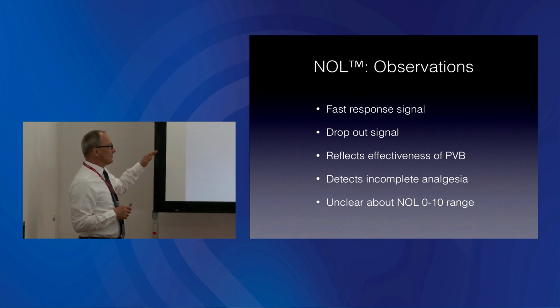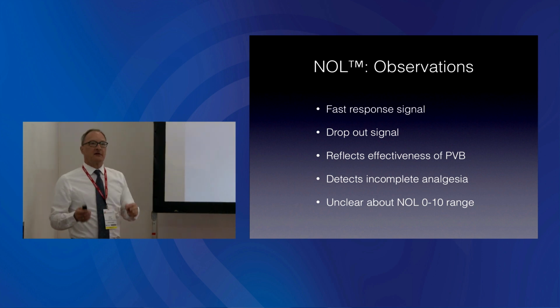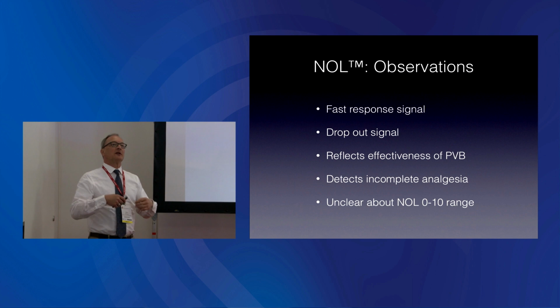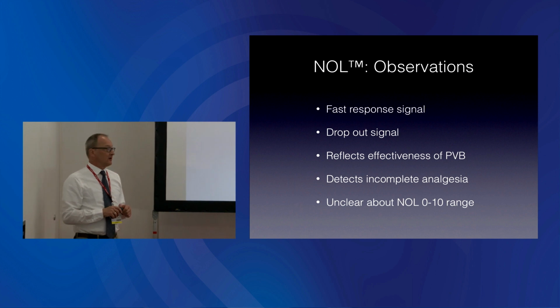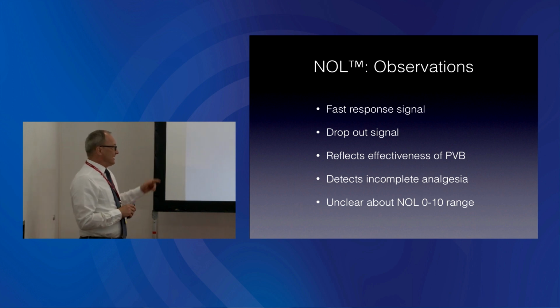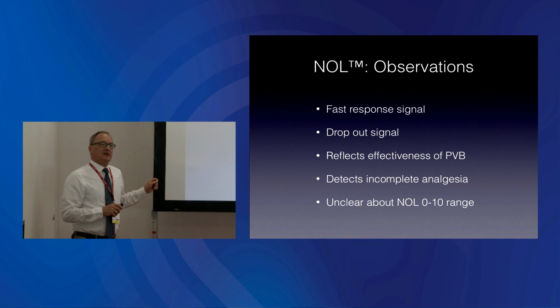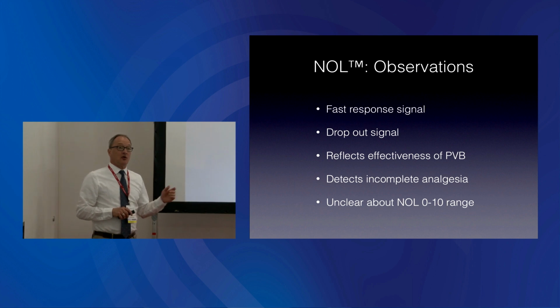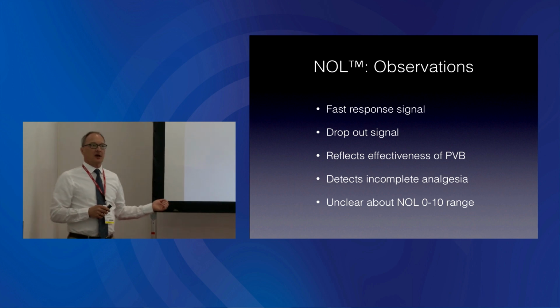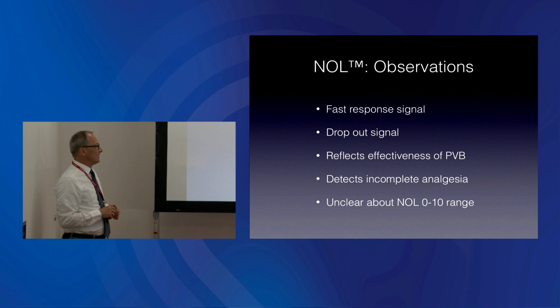In my view, and we've done about 20 of these patients now in a case series, it does reflect the effectiveness of the paravertebral block, meaning the local anesthetic effect. And that is a potent suppression of the sympathetic nervous system. It does detect incomplete analgesia, whether you would top that up with another dose of local anesthetic, resite a catheter, or indeed give more opioids. I think it does reflect that.